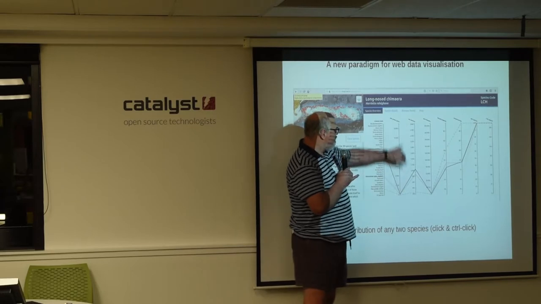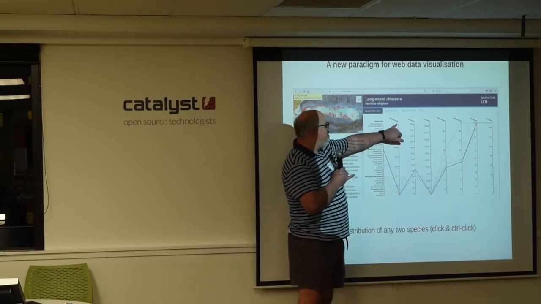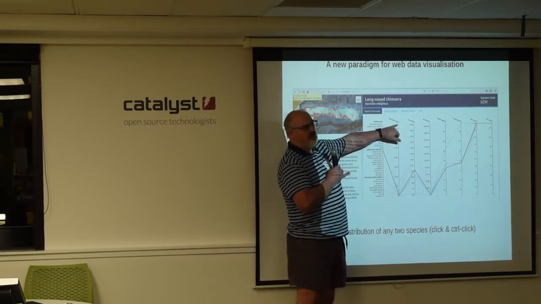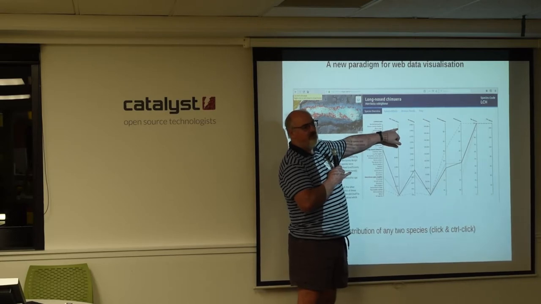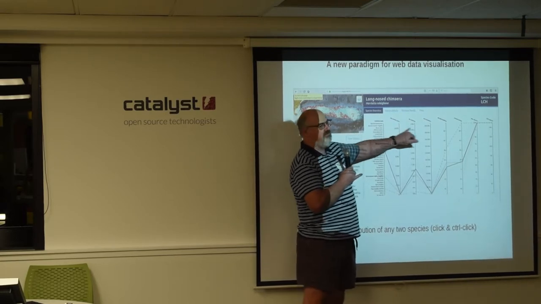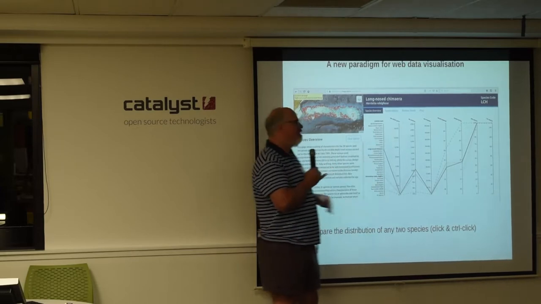If you're mousing over the columns, you want to find out which one was the highest one in this column. As you mouse over that column, it will pick the line that you're highlighting. So it's not just the species, you can search and browse by data as well, completely interactively.